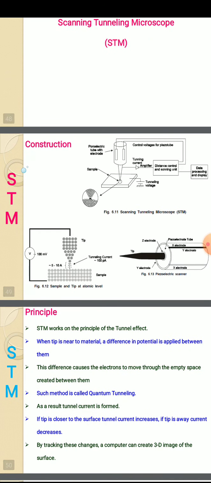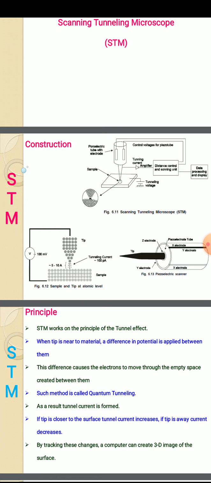See, this is the construction diagram. In this construction diagram itself, we can see the sample. Above that sample, you have one small tip. That tip is controlled by the piezoelectric voltage controller, and finally it is given to the scanning unit.